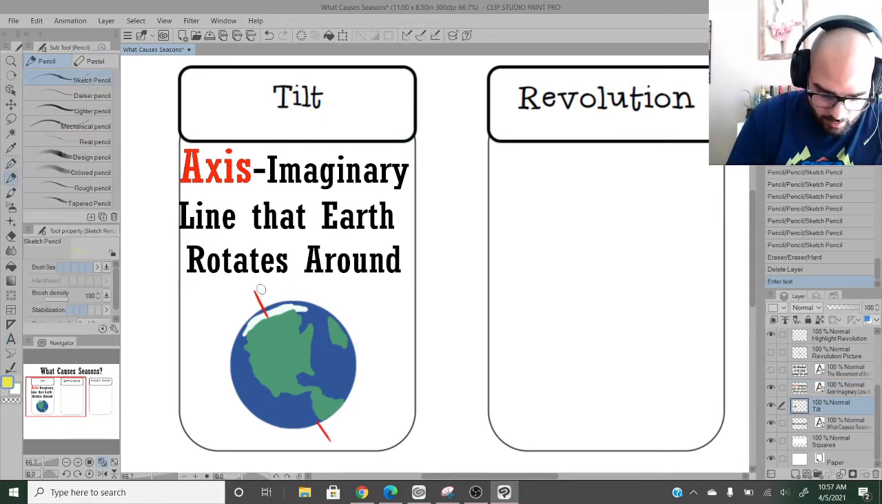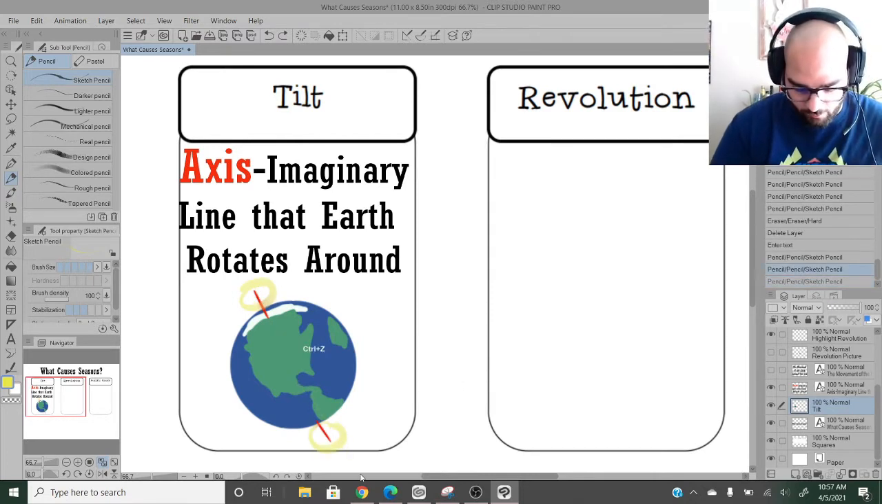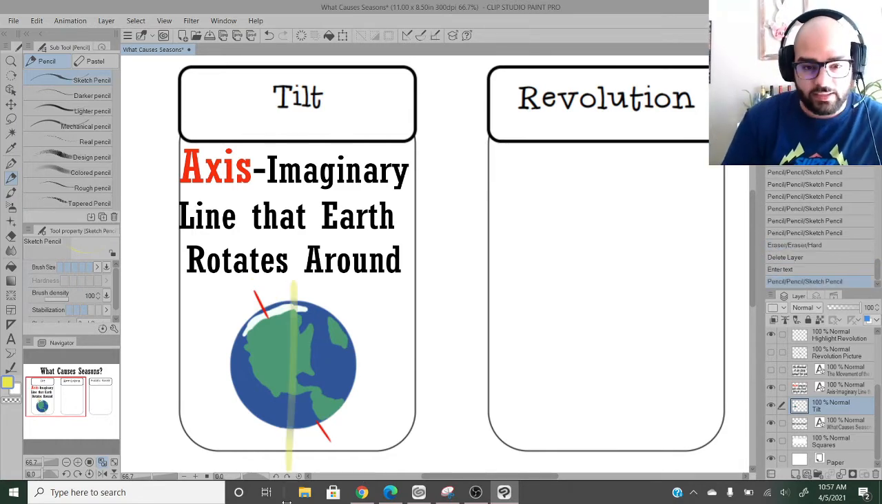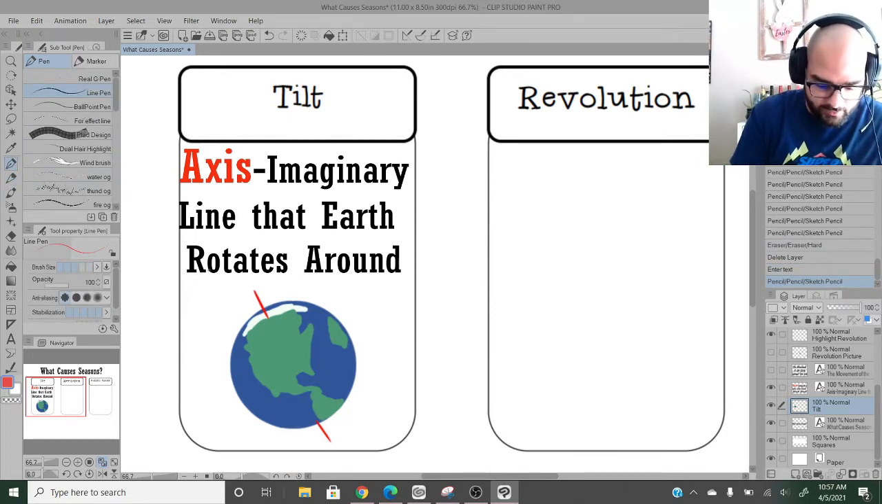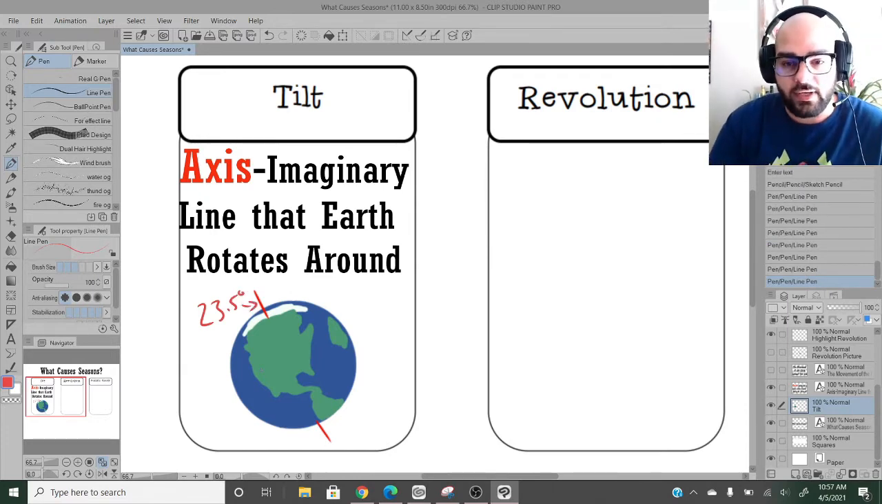You can see that right over here in this area. It goes from the North Pole to the South Pole, connects it straight down. But notice how Earth isn't straight down this way, right? It's tilted on its axis at about 23.5 degrees, okay? 23.5 degrees is what it's tilted on, okay? So if you need to hit the pause button now to take your notes, please feel free, okay?